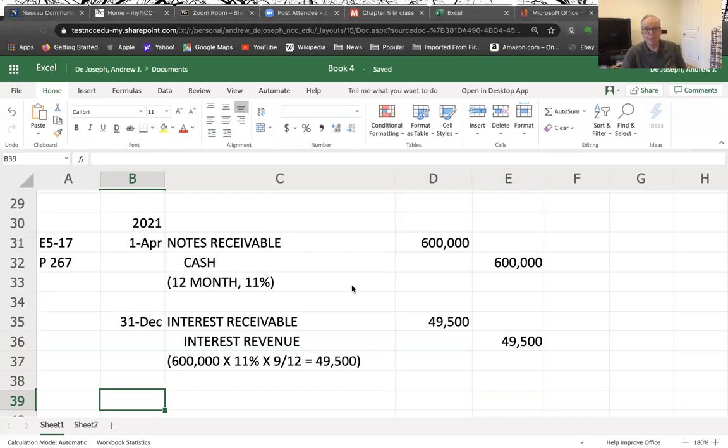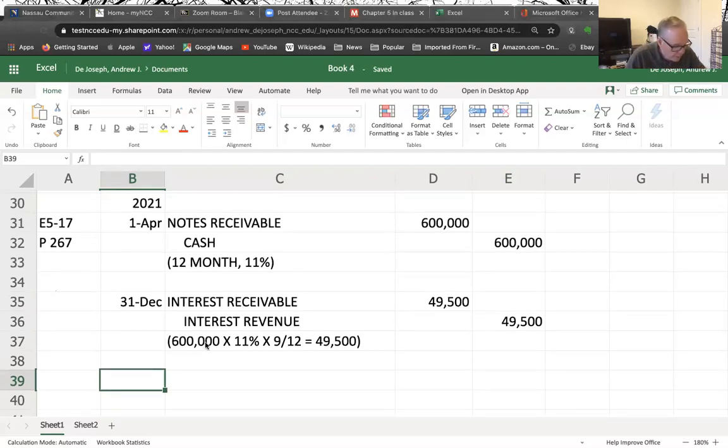This was an example of accrued revenue. You remember when we talked about adjusting entries in chapter 3? Accruals. This is an example of accrued revenue. Accrued expense would be interest expense and interest payable, right? But accrued revenue, debit interest receivable, credit interest revenue.